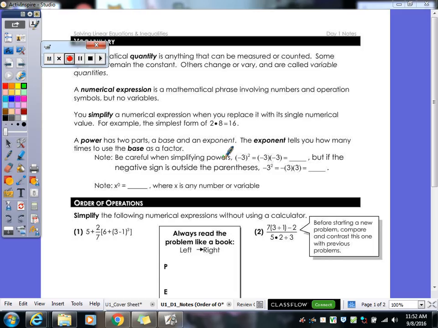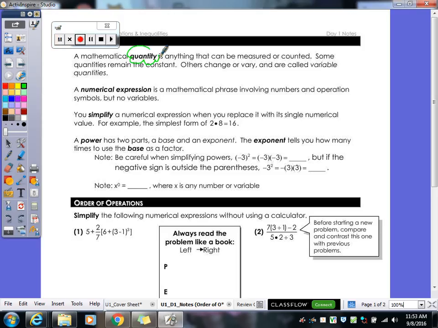So up on top we have some key vocabulary words that you're going to need to know. I believe quite a few of these were on your vocab sheet. So a mathematical quantity is anything that can be measured or counted. Some quantities remain constant, others change or vary, and they're called variable quantities.